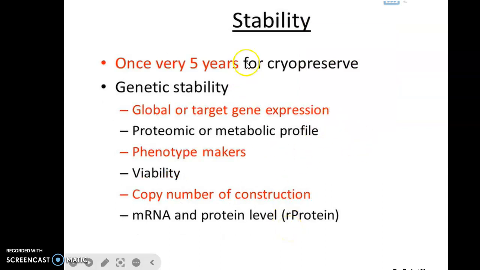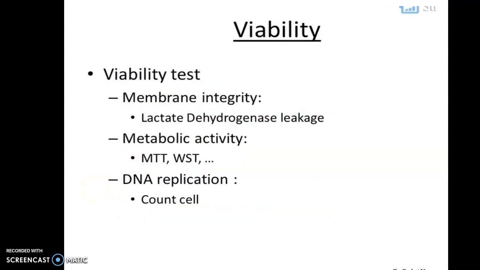Next is the stability, which is very important for cell banking. Once every 5 years for cryopreserved cells, genetic stability is very important, and global or target gene expression, proteomic or metabolic profiling can easily tell you about the stability. Phenotypic markers, viability, copy numbers of constructions, mRNA, protein levels, these all can be used as markers for the analysis of stability of cell banks.